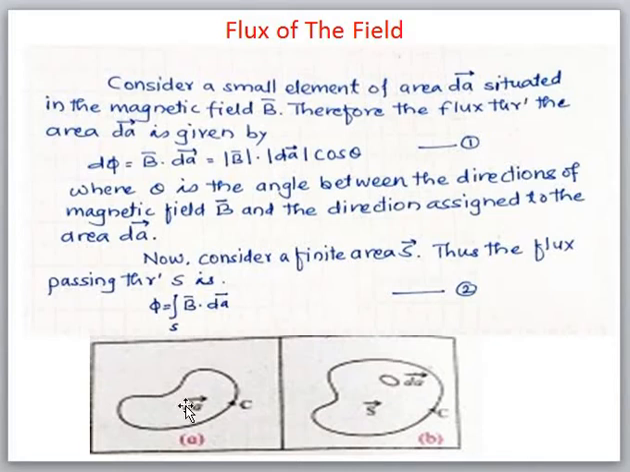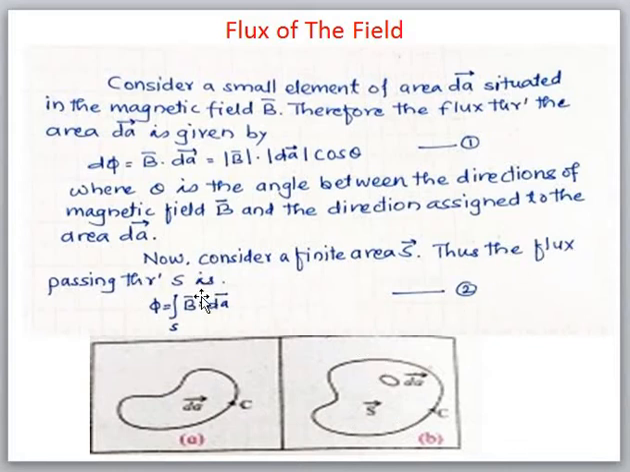Now it is situated in the magnetic field B bar. The flux through this area dA bar is equal to B bar dot dA bar. It is the scalar product of these two vectors. It is equal to the magnitude of B bar multiplied by the magnitude of area vector dA bar into cos theta, where theta is the angle between the direction of magnetic field B bar and the direction assigned to the area vector dA bar. Now consider the finite area S.